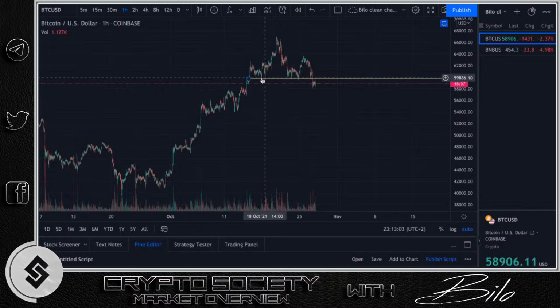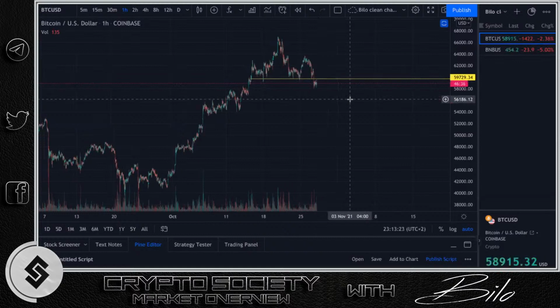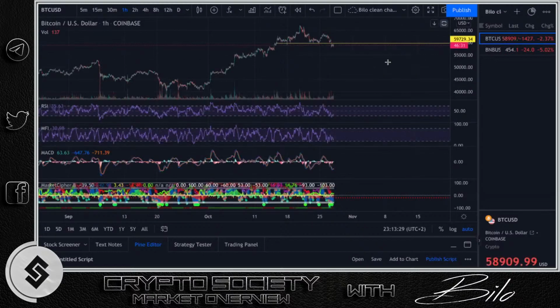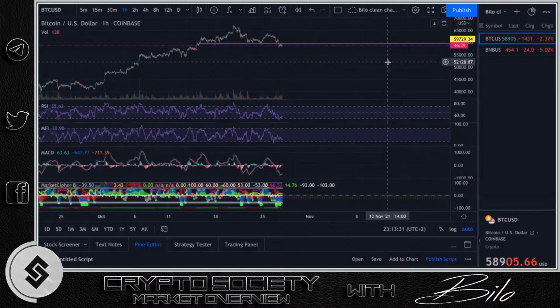So by the same token that I said earlier, a previous resistance that's now a support is very bullish. The inverse is true. A previous support that turned resistance is bearish. Okay. Is it the only thing to look at? No, I think we have to look at a lot of other things.